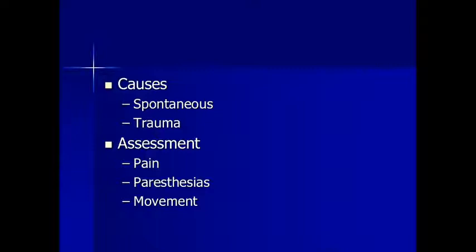So, assessment-wise, what do we see? Pain being the biggest one. So with the C5 to C6, we'll see pain in the neck, the shoulder, anterior upper arm, the radial area of the forearm and thumb, paresthesias in the arm and along the thumb and forefinger, and generally a stiff neck. So range of motion is lost.